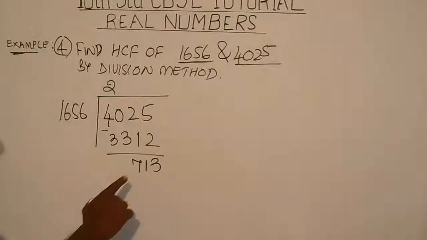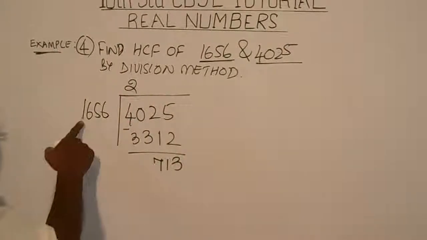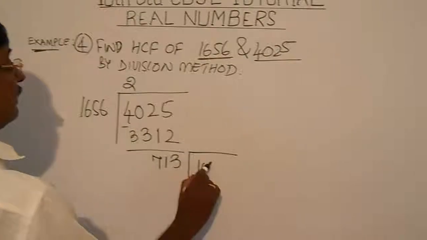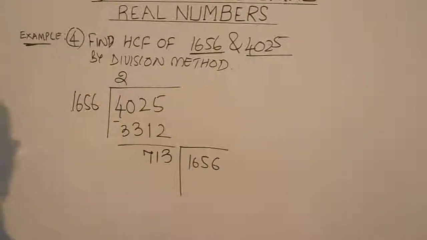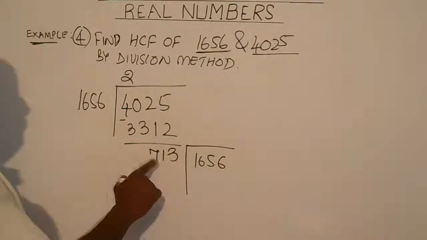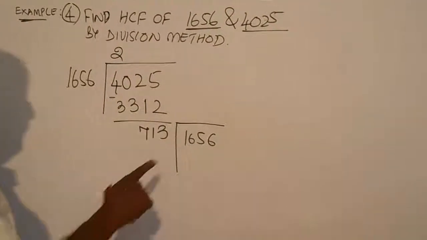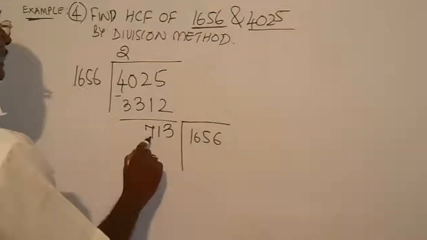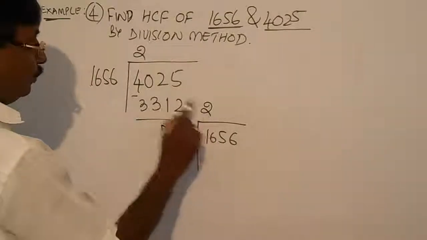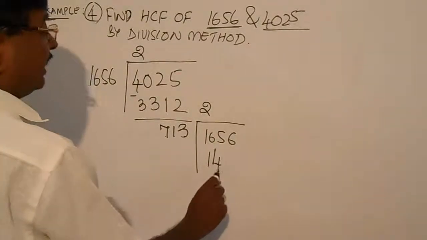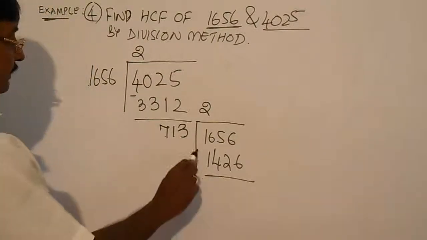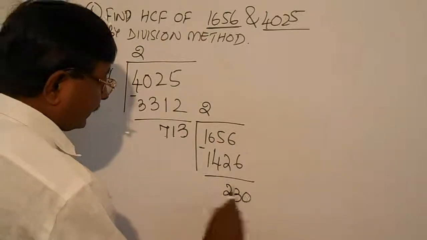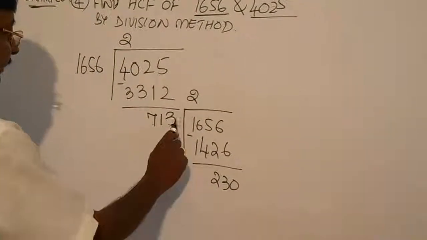Next, this remainder we should again take as a divisor. So 1656 and the remainder we got, we take that remainder as the divisor and divide the previous divisor. Next, I will take 713 into 2, which is 1426. I should again subtract this. So we get 230 as the remainder in this case.